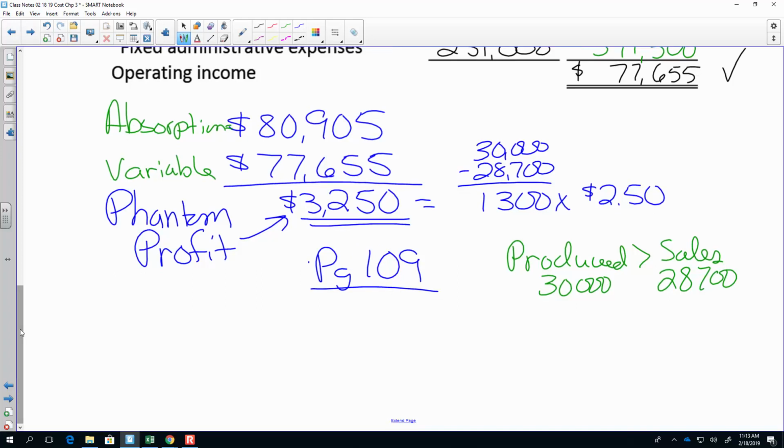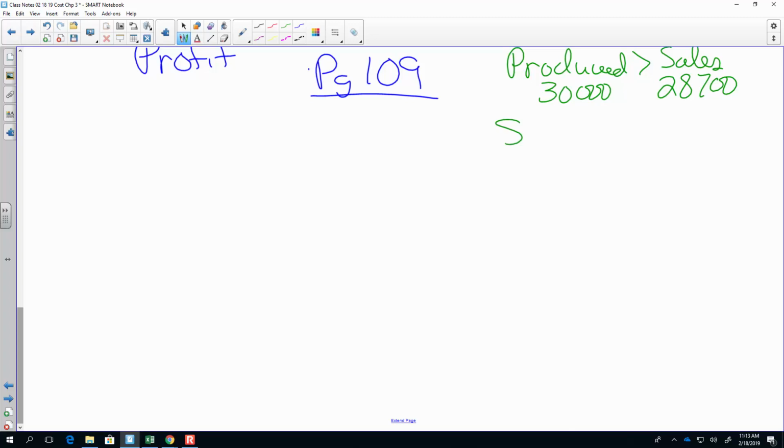Now, we can also say when sold is greater than produced, variable is larger. Variable income is larger than absorption. Right? And what's the third one? When sales equal production, both are equal. Right? Both are equal. So please, please know that for the test. There's some multiple choice questions on that.